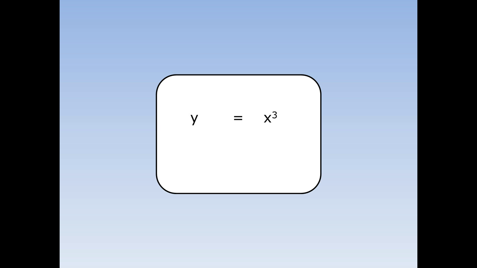If I look at the curve y equals x cubed, the gradient at any point is 3x squared. If I look at the curve y equals x to the power 4, the gradient at any point is 4x cubed. If I look at the curve y equals x to the power 5, the gradient at any point is 5x to the power 4.